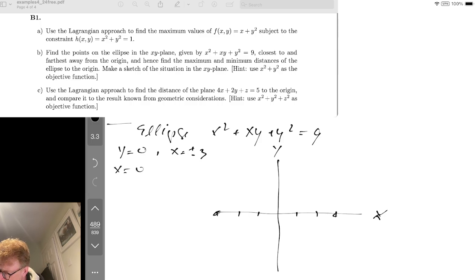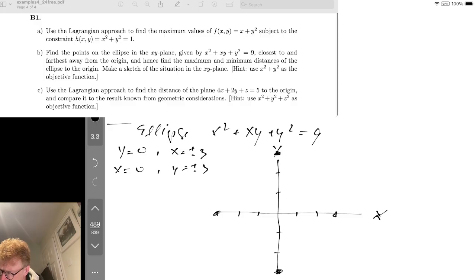x is 0. What do we have? Then we have the same: y is plus or minus 3. So 1, 2, 3, that's here, and 1, 2, minus 3, so that's there.